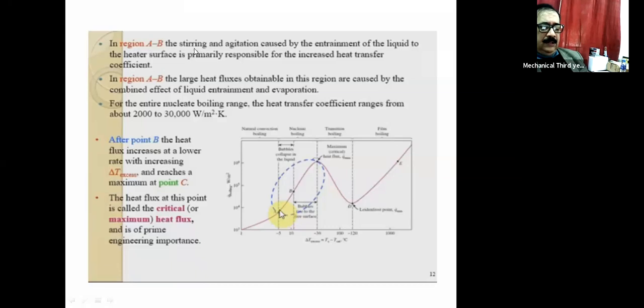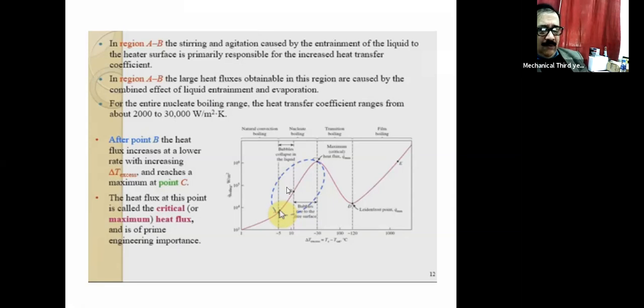In region AB, the stirring and agitation caused by the entrainment of the liquid to the heater surface is primarily responsible for the heat transfer process. The large heat fluxes obtained in this region are caused by the combined effect of liquid entrainment and evaporation. Well, we have discussed all these things; there is a little more explanation on that.